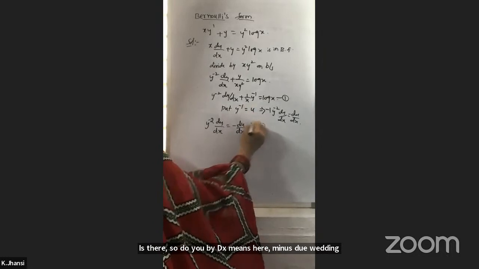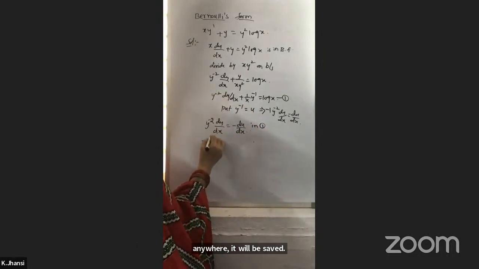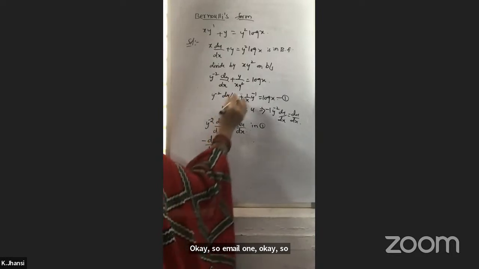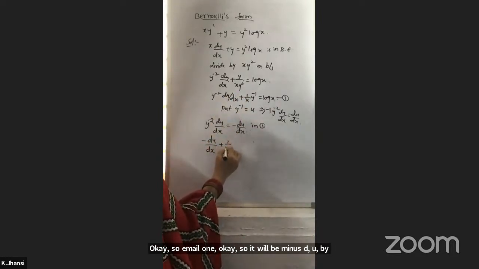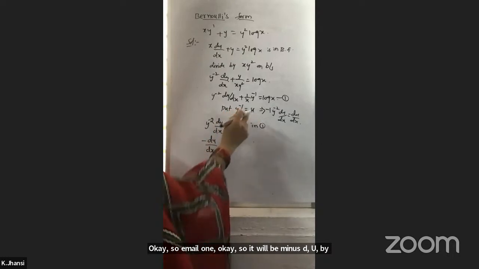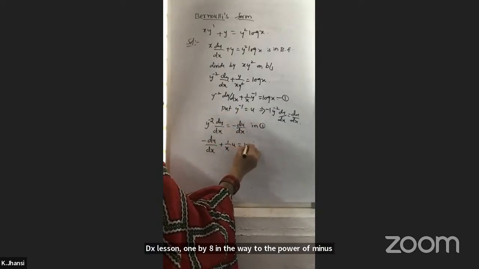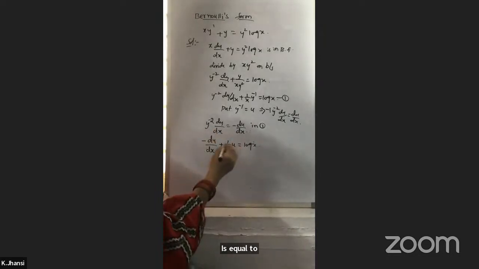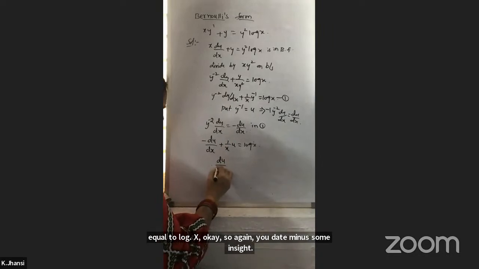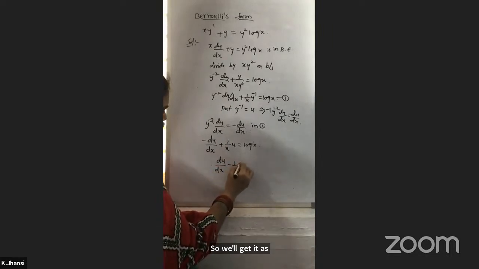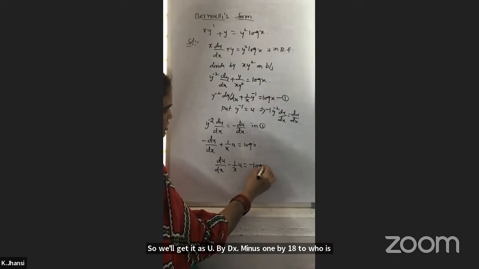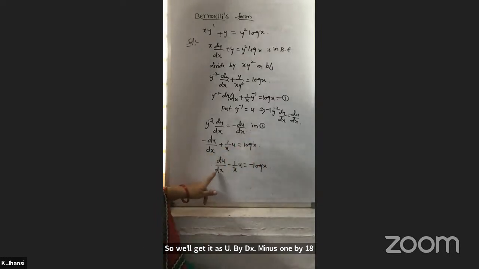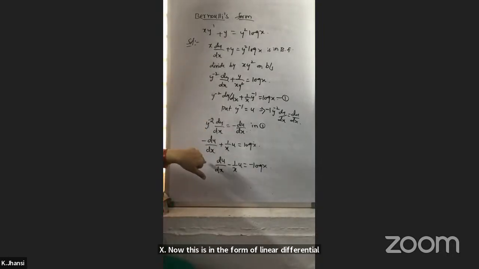So in equation 1, it will be minus du by dx plus 1 by x into y to the power of minus 1, that is u, is equals to log x. Again you take the minus term inside, so you will get du by dx minus 1 by x into u is equals to minus log x. Now this is in the form of a linear differential equation. To convert Bernoulli's form to linear differential equation, we have to follow this procedure.